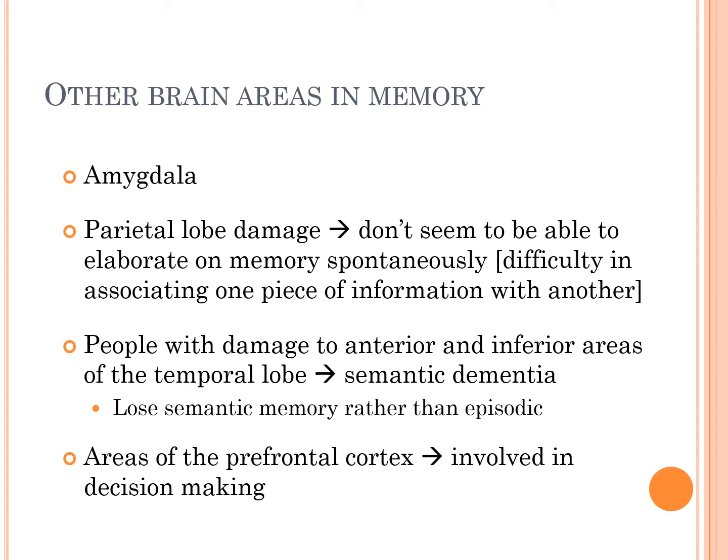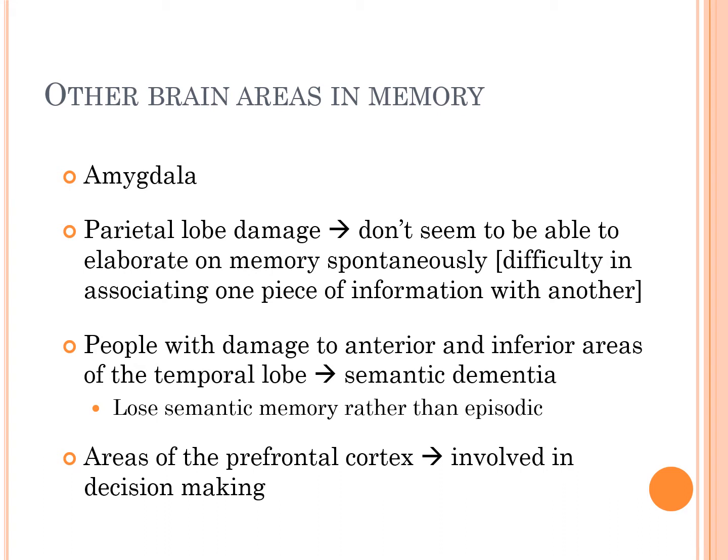People with damage to their anterior and inferior areas of the temporal lobe have a semantic dementia. This is really where it appears that our memory for fruits, vegetables, animals, the things we've had experience with in our lives that we know facts about, is stored. People who have a semantic dementia might go into the grocery store and be very confused about where the vegetables are or what the word vegetables means. So that has a lot to do with language.